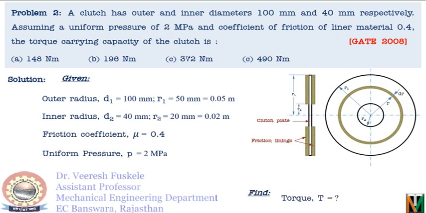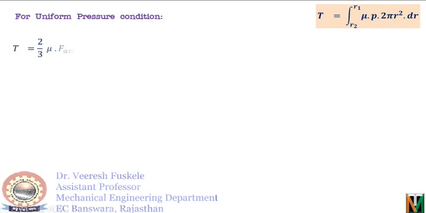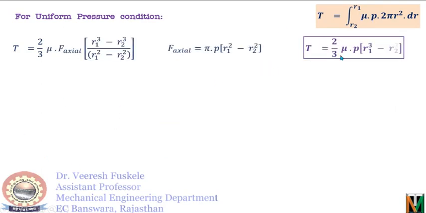Again we will see, this is the generalized equation we have already seen. Now for uniform pressure theory again we have these equations. We will combine these two equations to get T is equal to 2 by 3 mu P (R1 cube minus R2 cube). Here we have to find out T. This is a pretty direct formula based question, so we can put the various values of mu, P, R1, R2 and get T very easily.